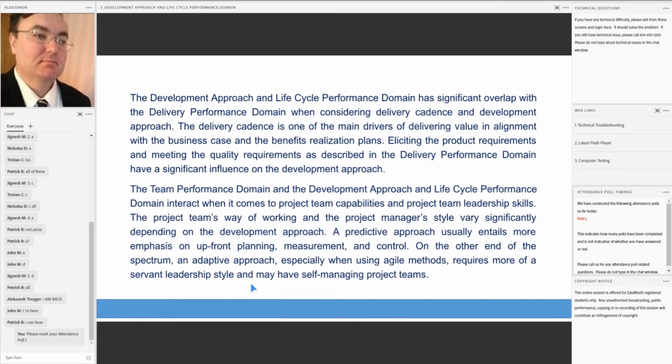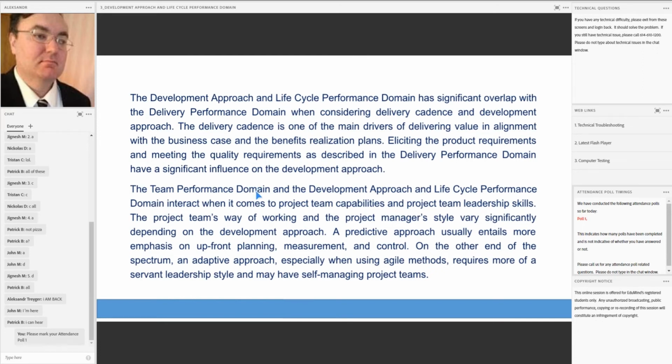The development approach and lifecycle performance domain has significant overlap with the delivery performance domain when considering delivery cadence and the development approach. The delivery cadence is one of the main drivers of delivering value in alignment with the business case and the benefits realization plans.